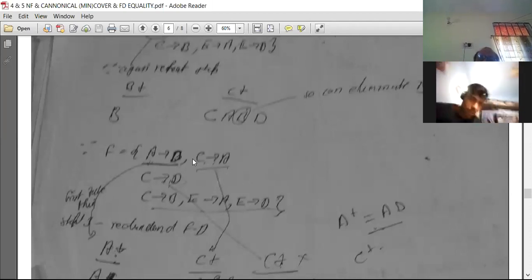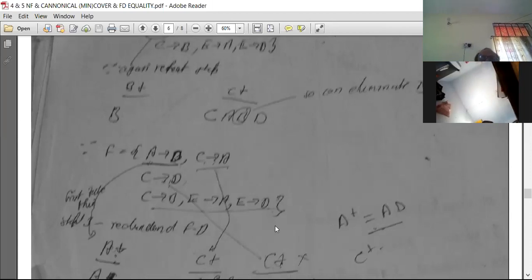If suppose there are two attributes at the left hand side, we will find the closure of both the attributes. If from any one of the attributes we are getting the other one, then we will remove it. Otherwise, we will keep it the same as it is.